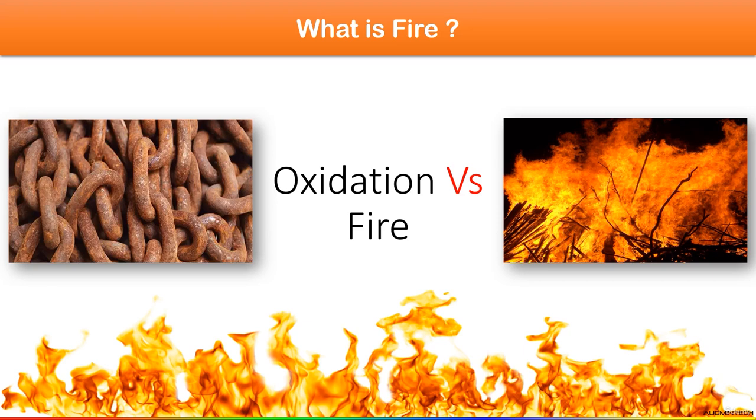The main difference between fire and the oxidation process is speed. This is the main difference. Fire is the process of very rapid oxidation, but oxidation is a process that happens very slowly. So these are the main differences between oxidation and fire. Hope all of you understand this oxidation versus fire.